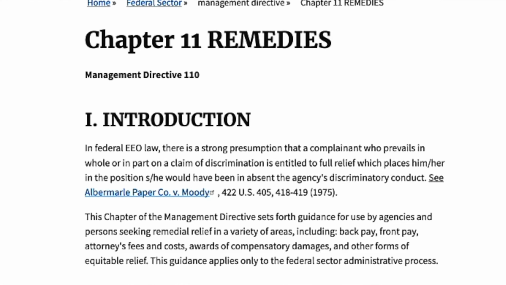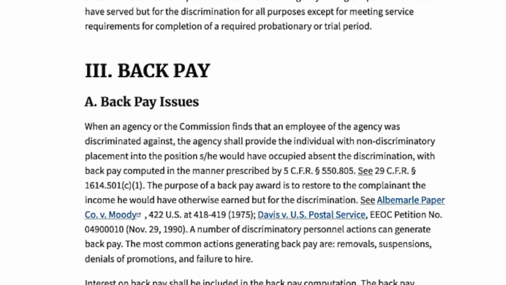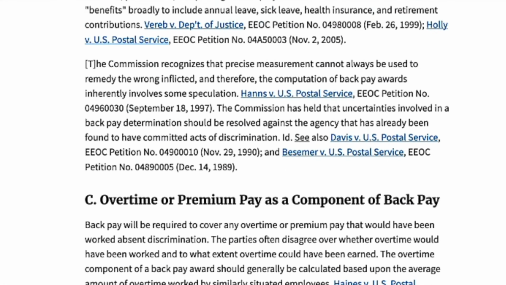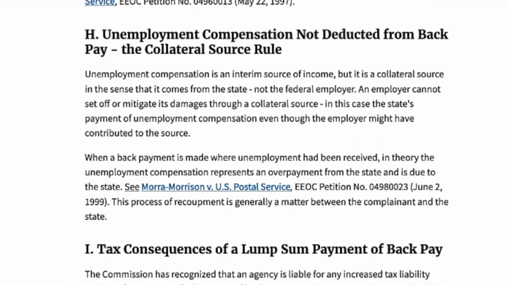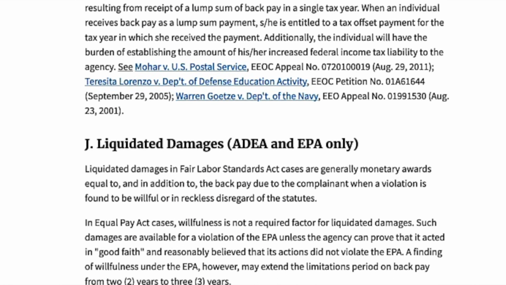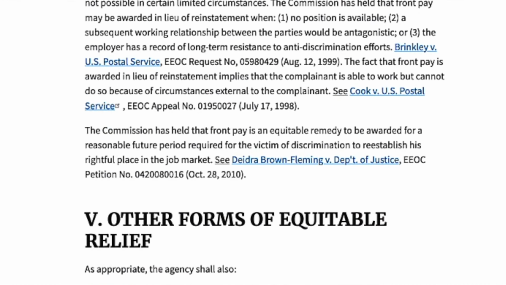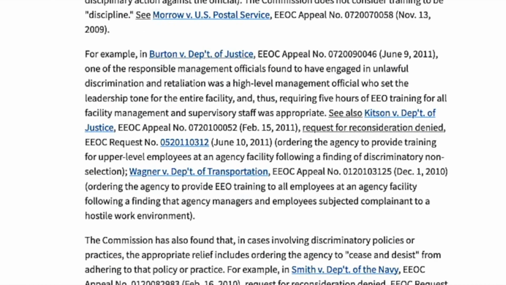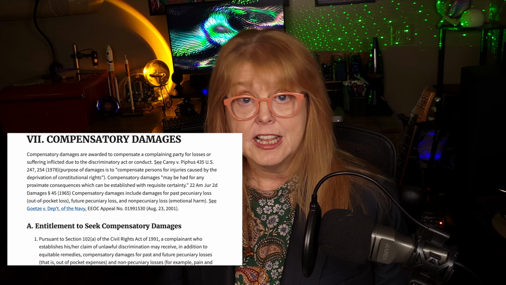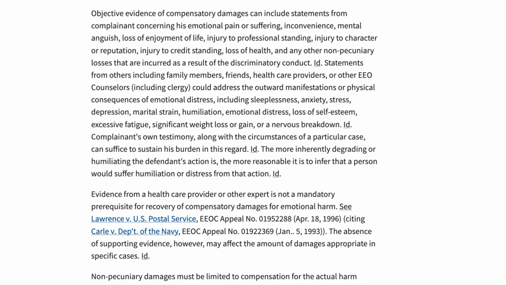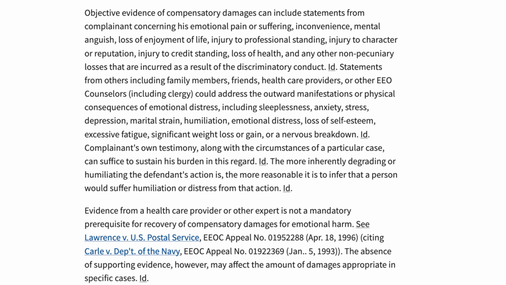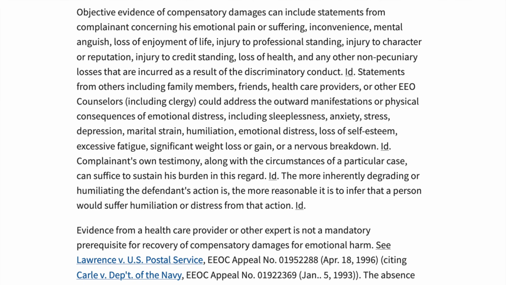It explains what remedies are available, when they're appropriate, and how they work. Reinstatement, back pay, retirement contributions, workers' compensation, tax consequences, restored leave, front pay, wiping adverse actions from your record, attorney fees, and other costs. Section 7 on compensatory damages explains when compensatory damages are called for, what factors can affect the amount of damages, types of evidence that can be used to prove damages, and so on.